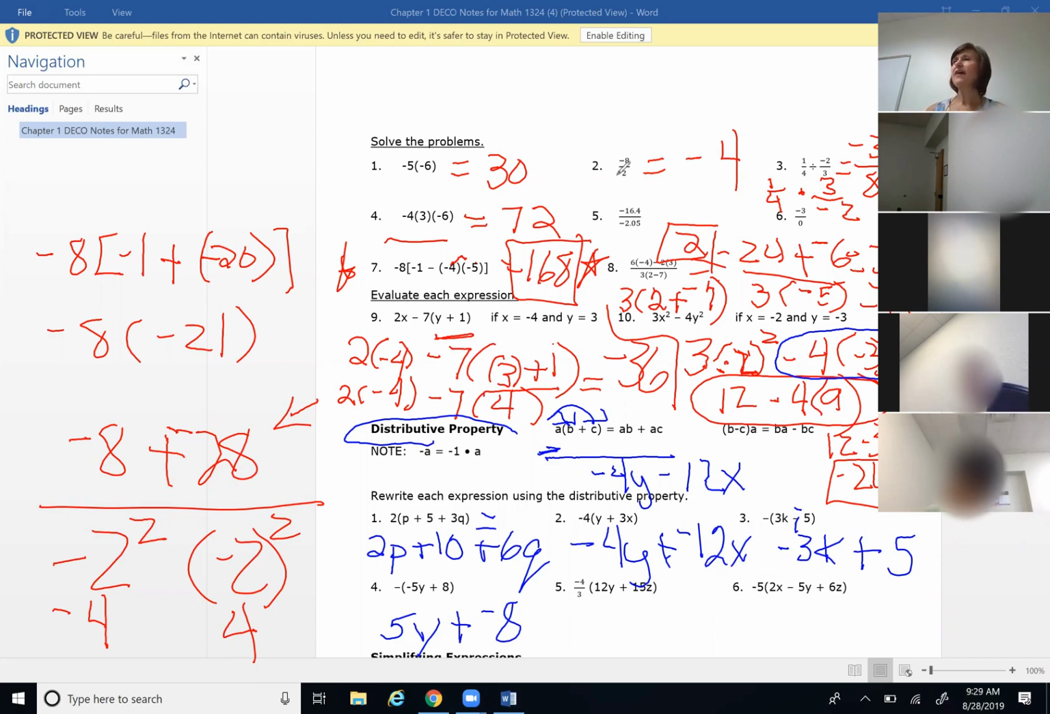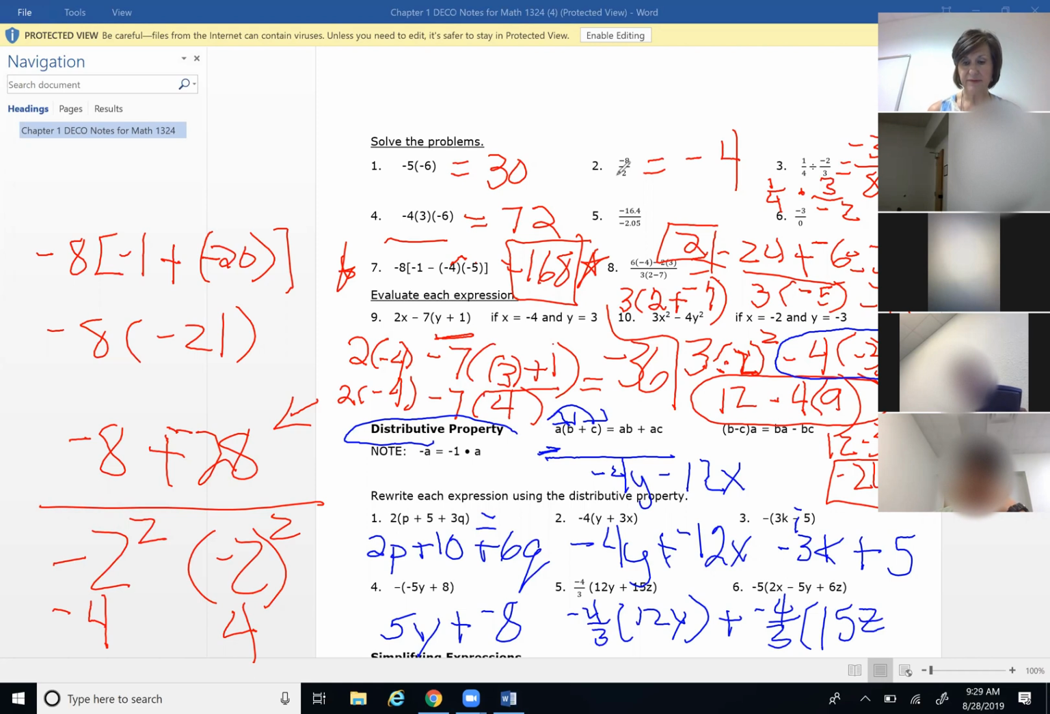Yeah, let's go ahead and do 5 just for a little practice with fractions. Now, let me just remind you, when there's fractions involved, I don't know that I'd want to multiply this in my head. So what I would do is show, I'm going to take the negative 4/3, and I'm going to multiply that times the first term in the parentheses, which is 12y. I'm going to put my plus sign down, and then I'm going to take the negative 4/3 and multiply that times the last one in the parentheses, which is 15z.